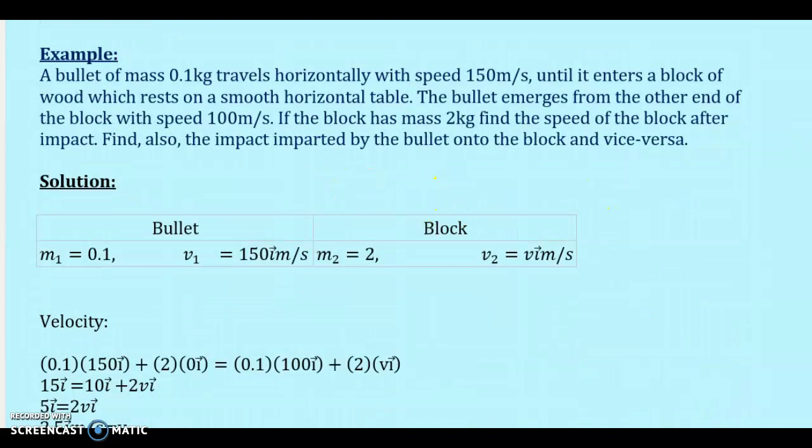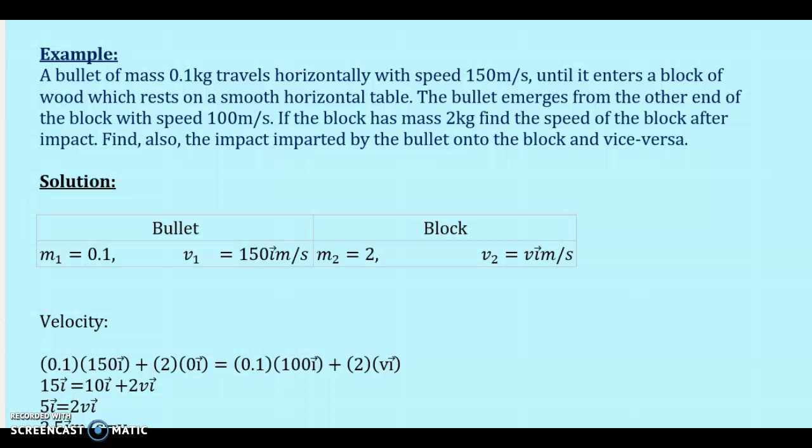A bullet of mass 0.1 kilograms travels horizontally with a speed of 150 meters per second until it enters a block of wood which rests on a smooth horizontal table. The bullet emerges from the other end of the block with speed 100 meters per second. If the block has a mass of 2 kilograms, find the speed of the block. So we're looking for the speed of the block after impact. Also, find the impulse imparted by the bullet onto the block and vice versa.